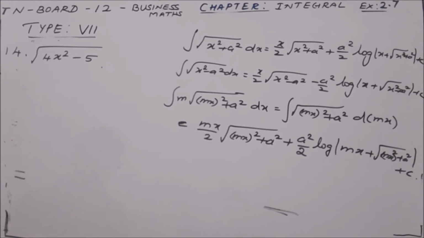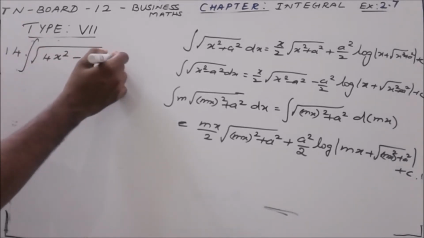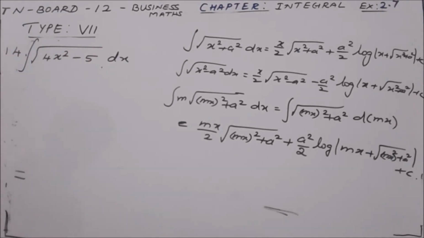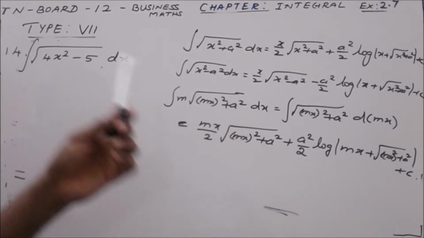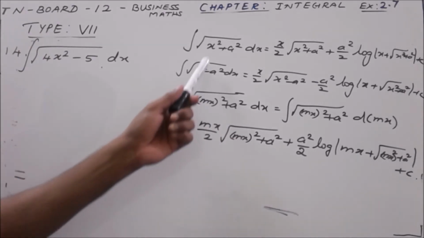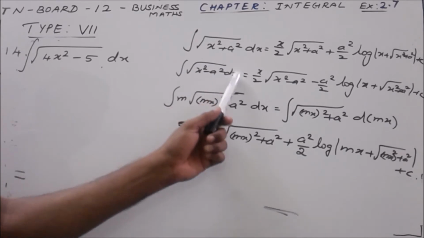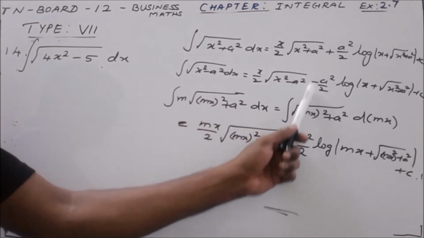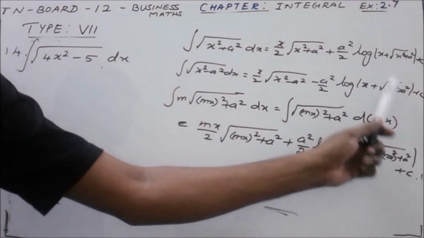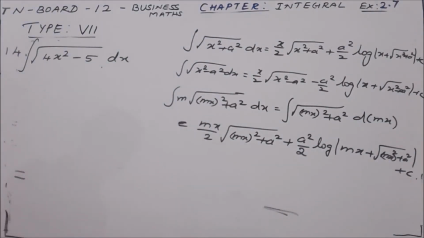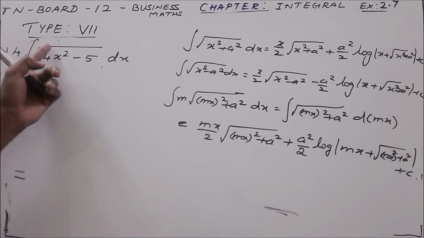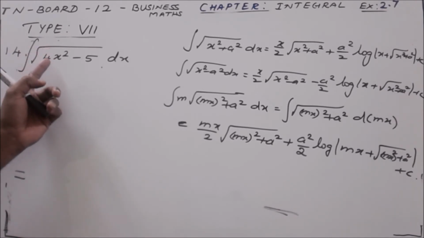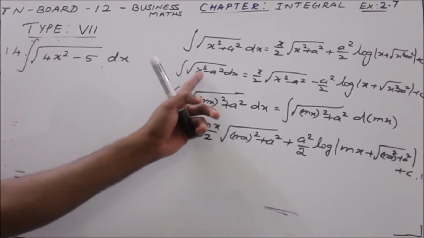Okay, now the fourth question comes here: the integral of root of 4x square minus 5 into dx. Look at the formula here: the integral of root of x square minus a square dx is equal to x by 2 root of x square minus a square, minus a square by 2 log of modulus of x plus root of x square minus a square, plus c. But here one constant is multiplied, but no constant is there for x square.